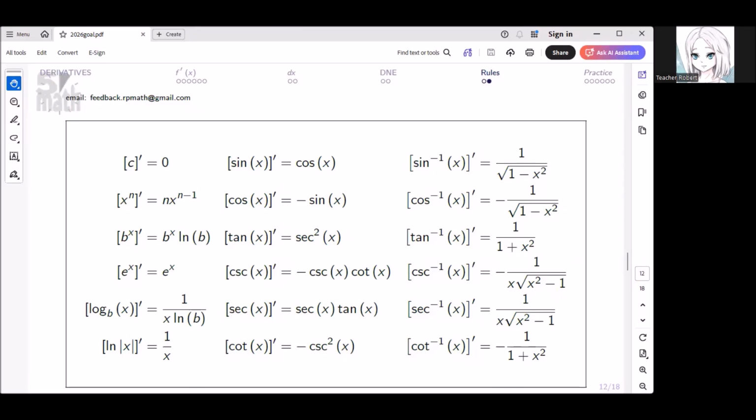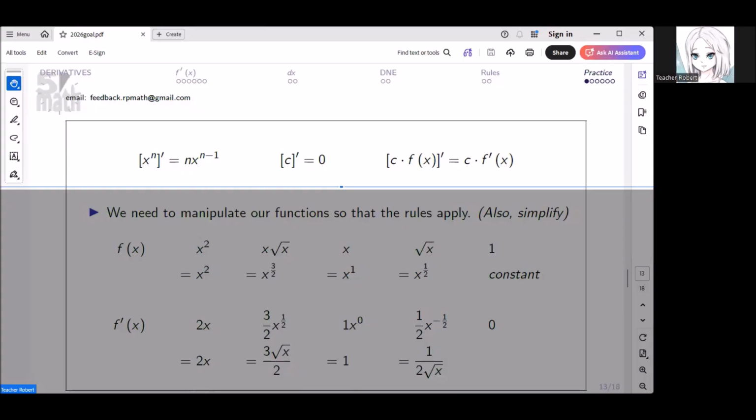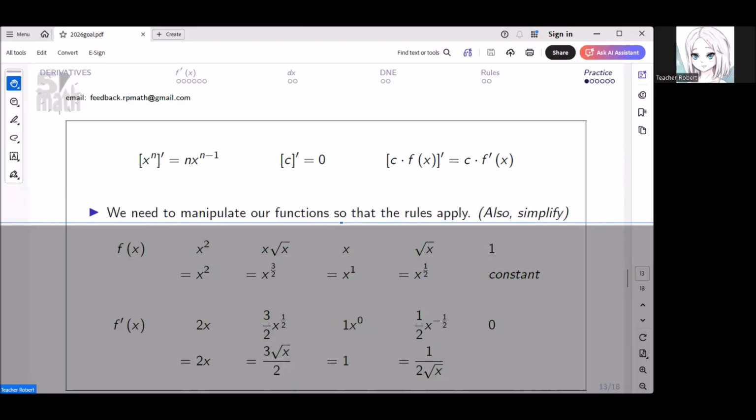Derivative rules. The derivative of x^n equals n x^(n-1). The derivative of a constant is 0. The derivative of a constant times a function is that constant multiplied by the derivative of that function. We need to manipulate our function so that the rules apply. Also simplify.